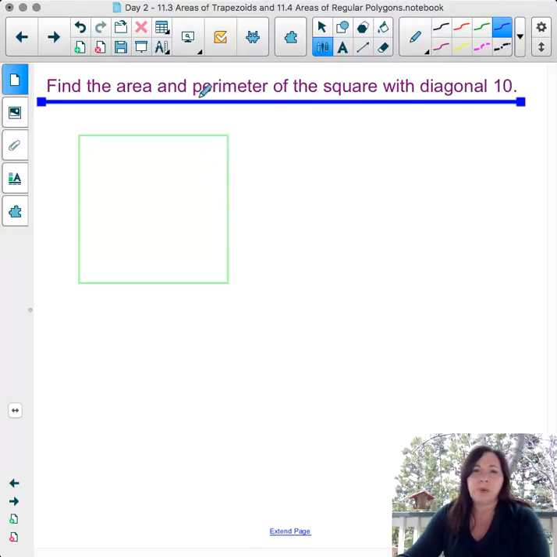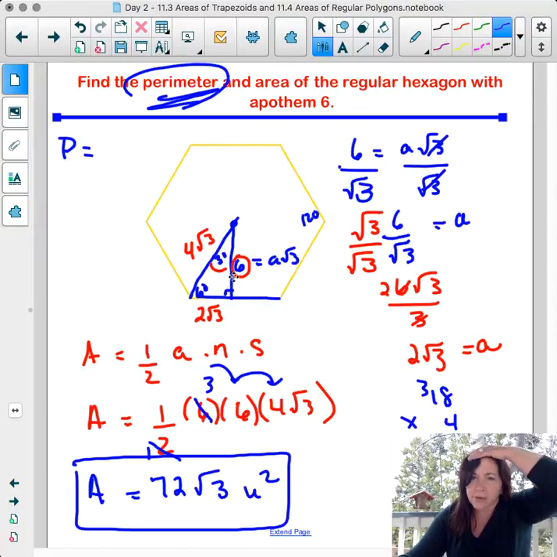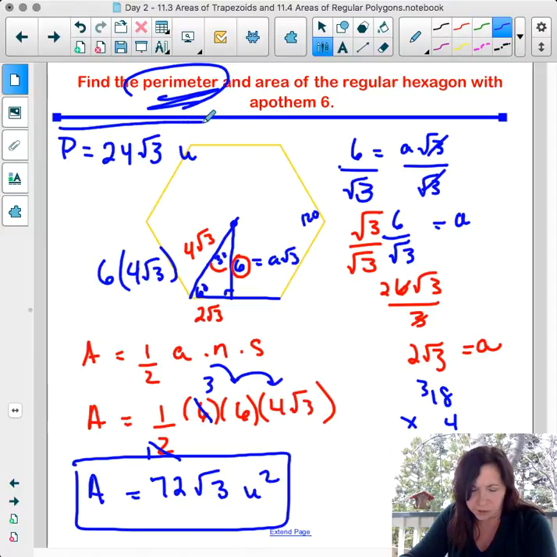Find the area. Oh, actually, I think I forgot. I found the area, but I didn't find the perimeter, and it asked for the perimeter and area. So the perimeter, let me just finish this. If this length is 2 root 3, the whole length together is going to be 4 root 3. So we have 4 root 3 times 6, because there's 6 sides. So the perimeter is 24 root 3, and this is units, because it's units plus units plus units.